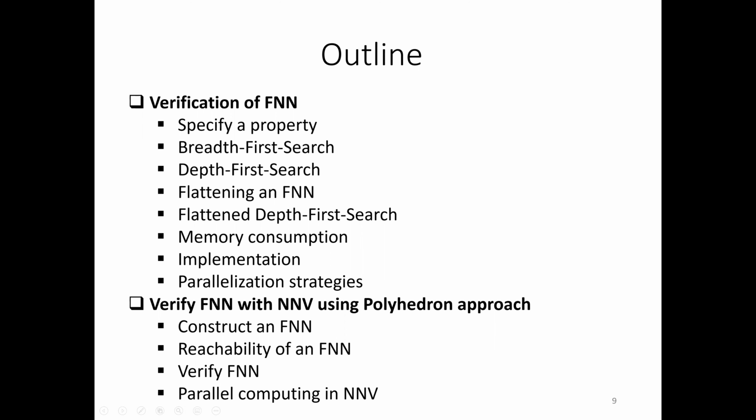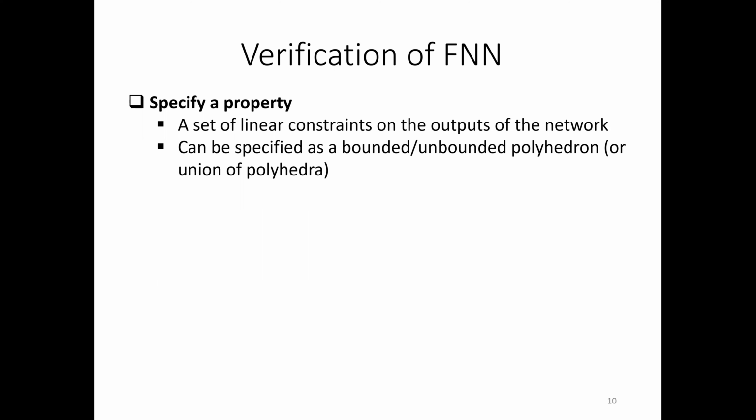Okay. All right. So let's go to the first part. We verify a feedforward neural network. So first we specify a property, right? You already implemented how to compute the reachable set for a feedforward neural network. Now you want to verify a property of that network. So the first step is going to be to specify a property for the feedforward neural network. So what is the property here? The property here is a set of linear constraints on the output of the network. And this can be specified as a bounded or unbounded polyhedron or union of polyhedra.